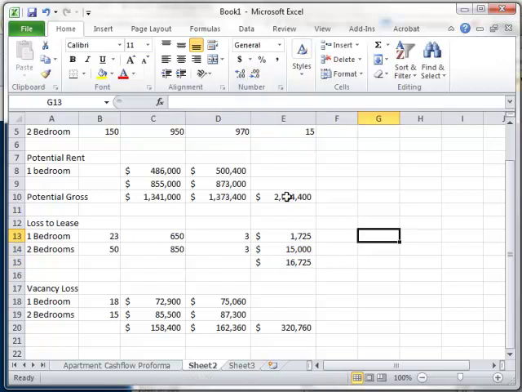So our potential gross rent is $2.7 million. Our loss to lease is only $16,000. Our vacancy loss is $320,000.